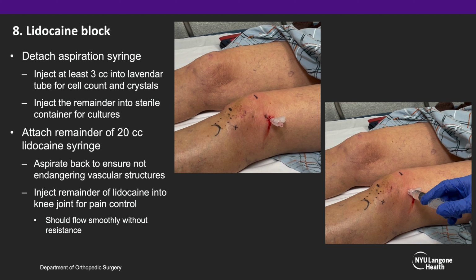Attach the remainder of the 20 cc lidocaine syringe that you had saved from the skin anesthetizing back to the 18-gauge needle in the knee joint. Aspirate back to ensure you're not in a vascular structure, and then inject the remainder of lidocaine into the knee joint for pain control. This should flow smoothly without resistance.